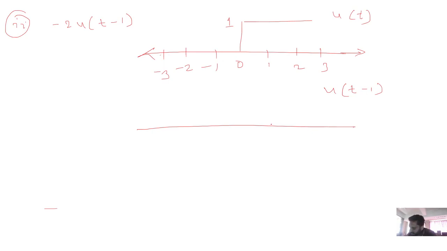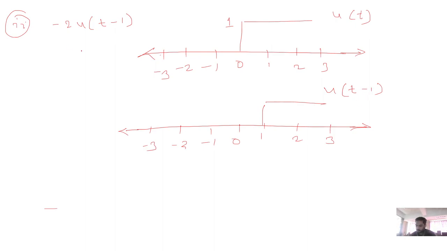It will start with 1 because it is delayed by 1. So it will start with 1, 2, 3 and so on, and before that 0, minus 1, minus 2, minus 3 and so on. Okay, so this is u of t minus 1.